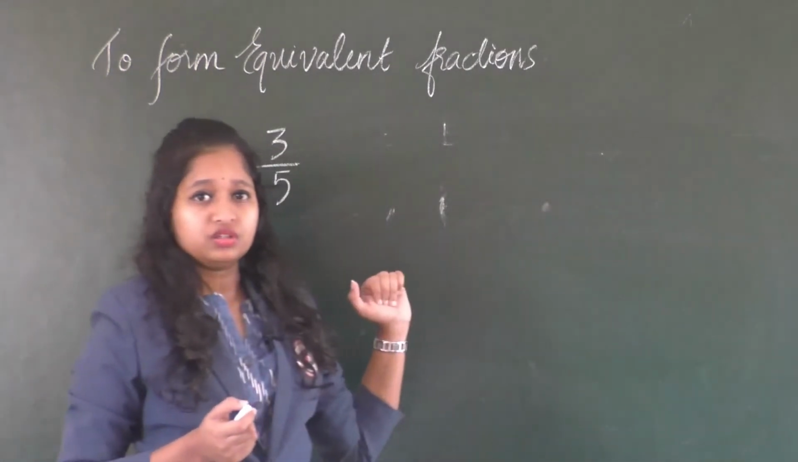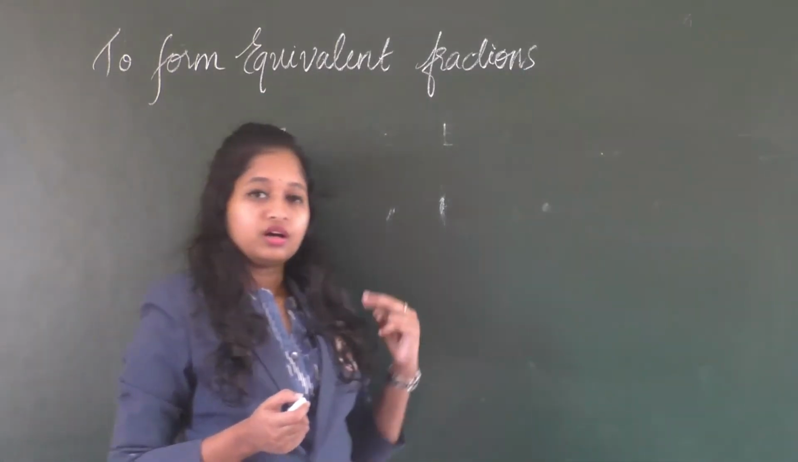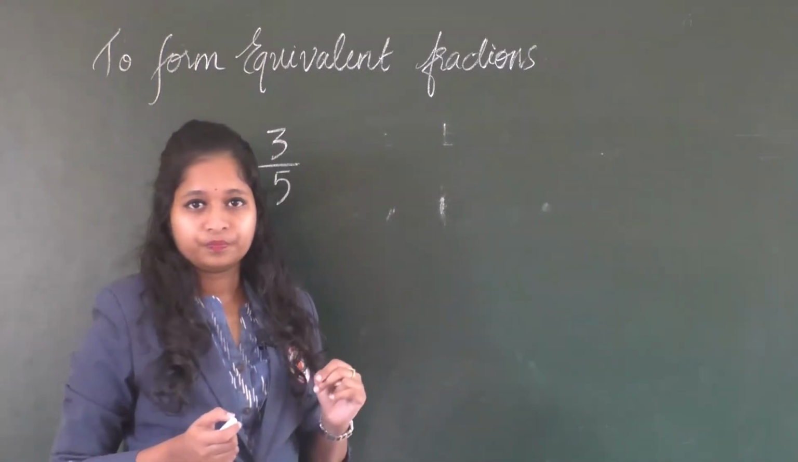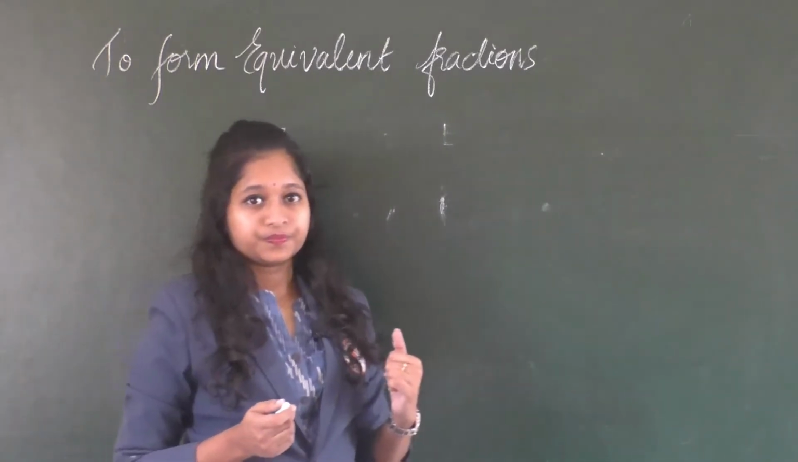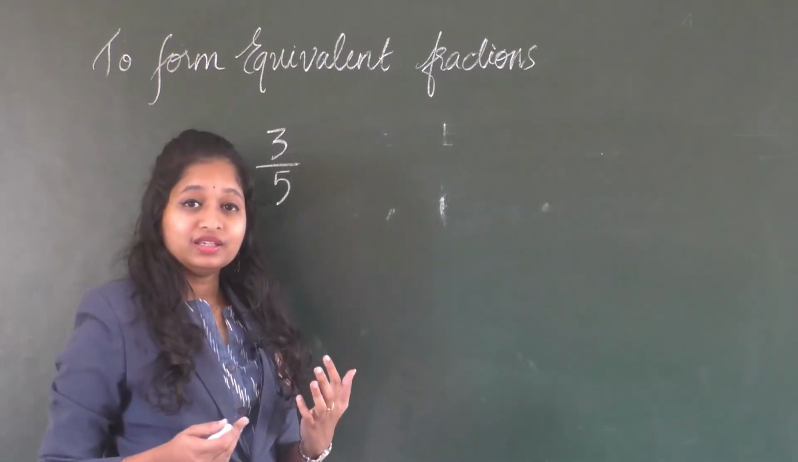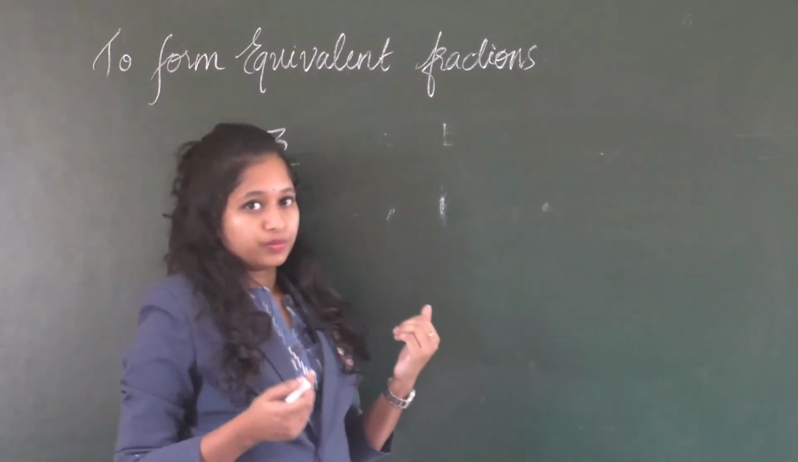Now this question, both 3 and 5 have only one common factor, which is 1. So we cannot divide by the same number. So let's multiply this fraction by a number.